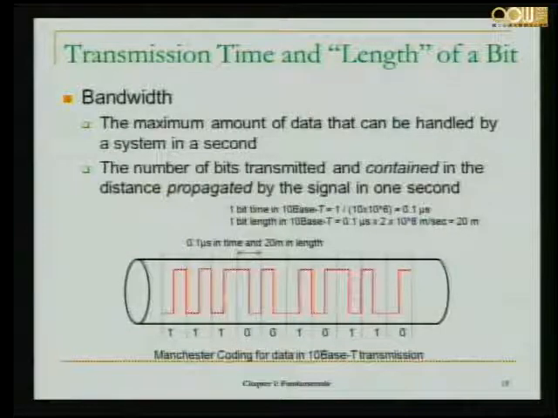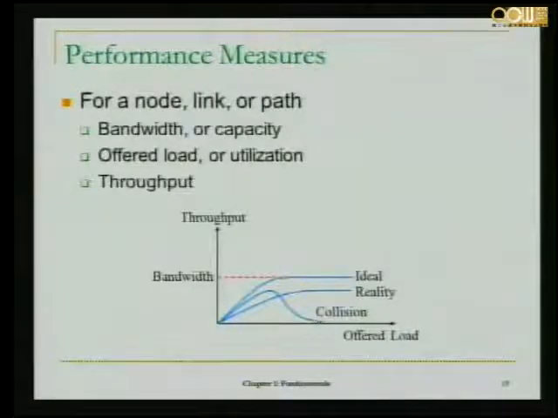So that's the so-called 1 bit in time and 1 bit in length. So the definition of bandwidth could be the maximum amount of data that can be handled by a system in a second. And in networking in particular, the bandwidth will be the number of bits transmitted and contained in the distance propagated by the signal in 1 second. Okay. So we have a basic idea of the bandwidth, the transmission time, and the propagation time.